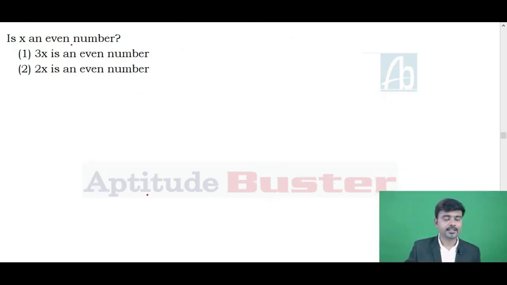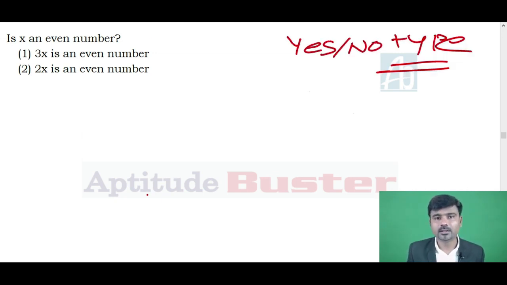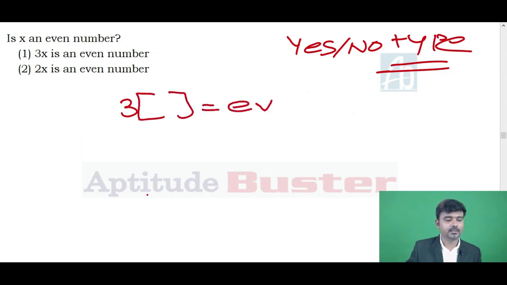Question: is x an even number? Statement 1, 3 into x is an even number. Statement 2, 2 into x is an even number. Okay, this one is yes or no type. You need to say either definite yes or definite no. 3x is an even number. 3 into x, 3 into x even, right?